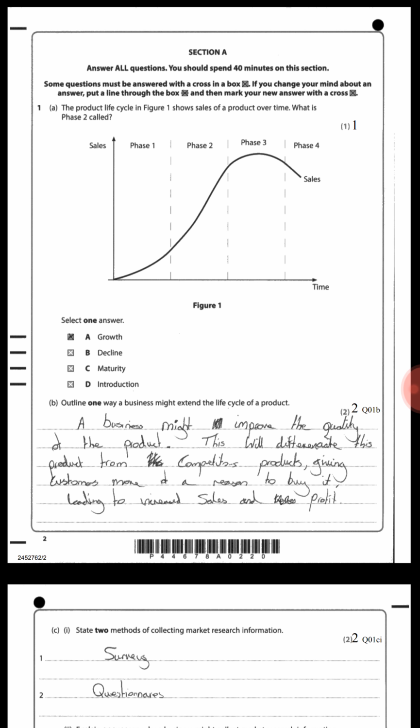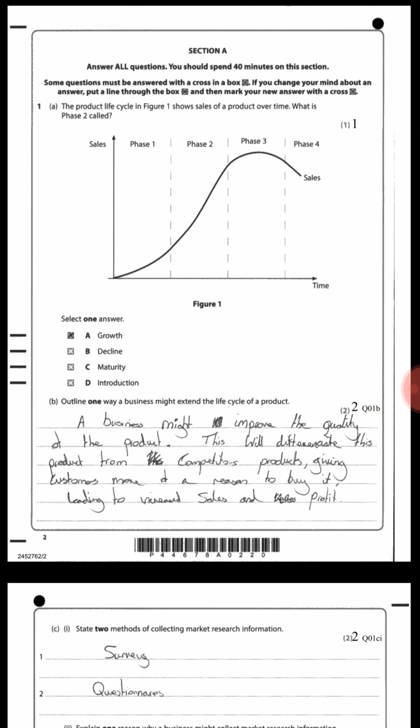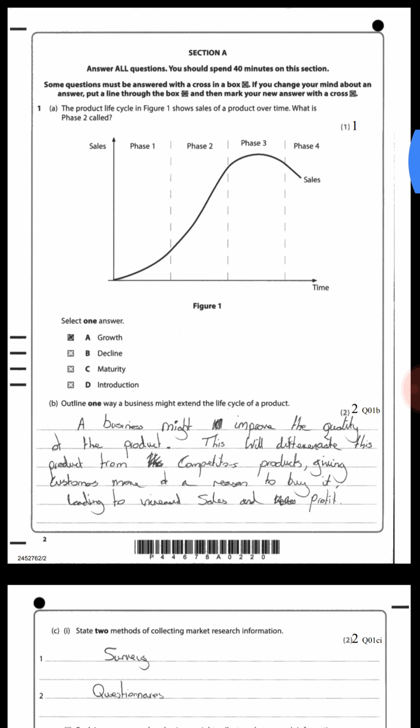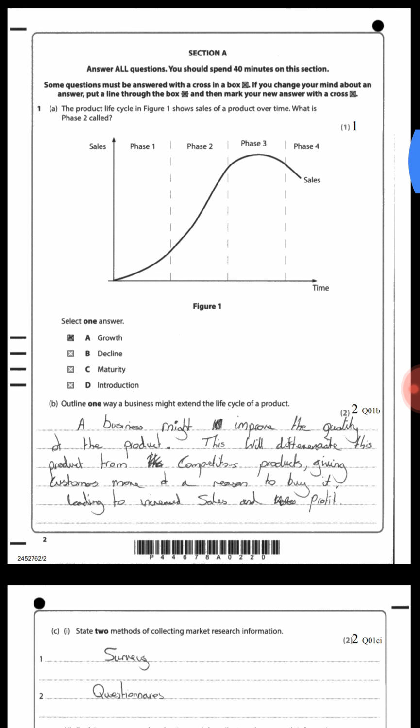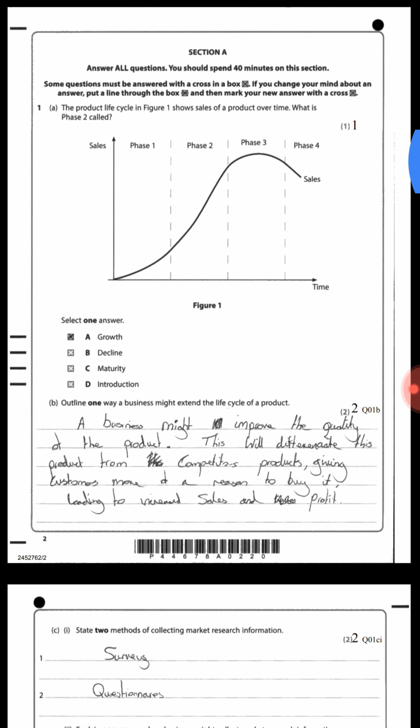product over time, asking you to identify what phase 2 is called, and phase 2 is growth. We know that phase 1 is introduction, phase 2 is growth, phase 3 is maturity, and phase 4 is decline. When a business gets products that enter phase 3, that's the maturity stage, quite often a business will use an extension strategy to try and extend the life of that product.